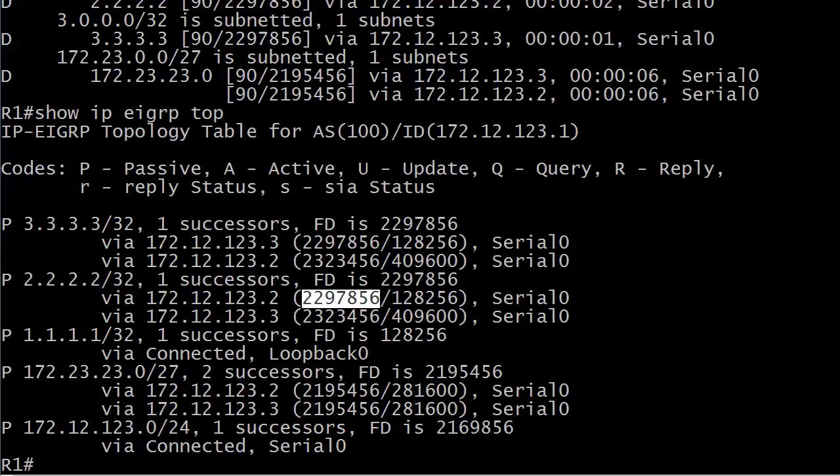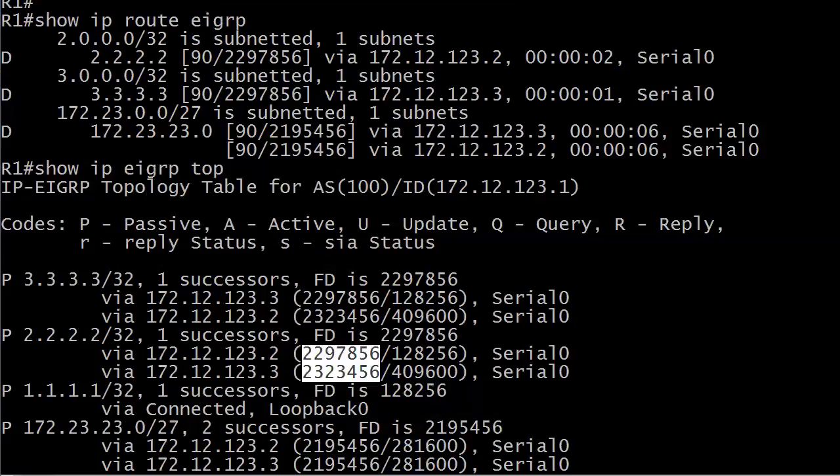Now let's go back and take a look at these metrics. Here are the feasible distances for the path to router 3's loopback, and those are pretty close, relatively speaking. Same thing here for the two paths to router 2's loopback. Now, what we could do is perform unequal cost load balancing here, because we know equal cost, and we're seeing that in action on the path to the Ethernet segment. We know that's only going to happen when these FDs happen to be exactly the same.